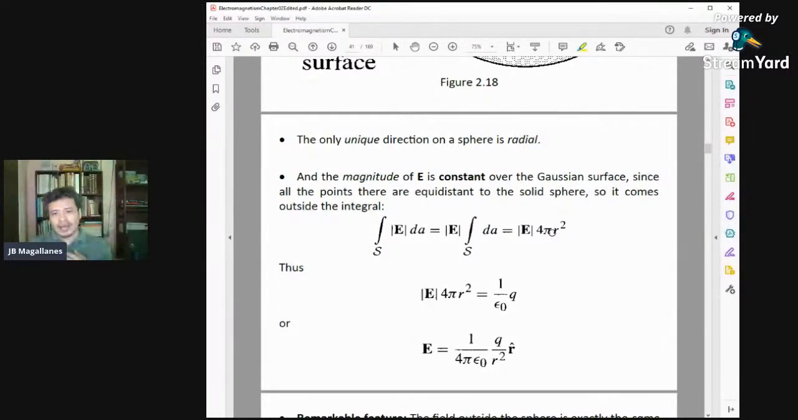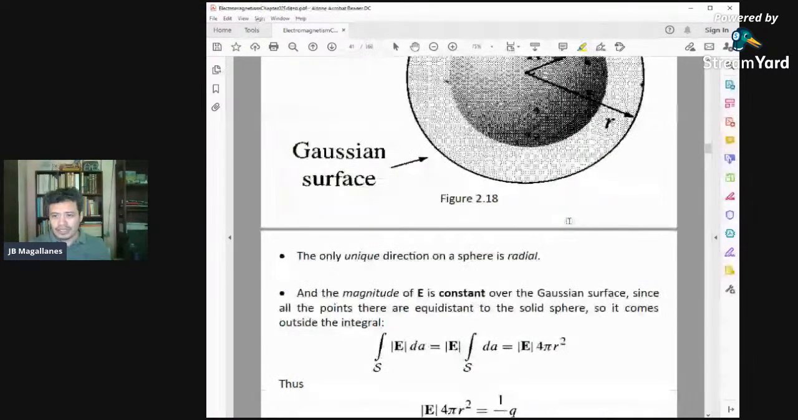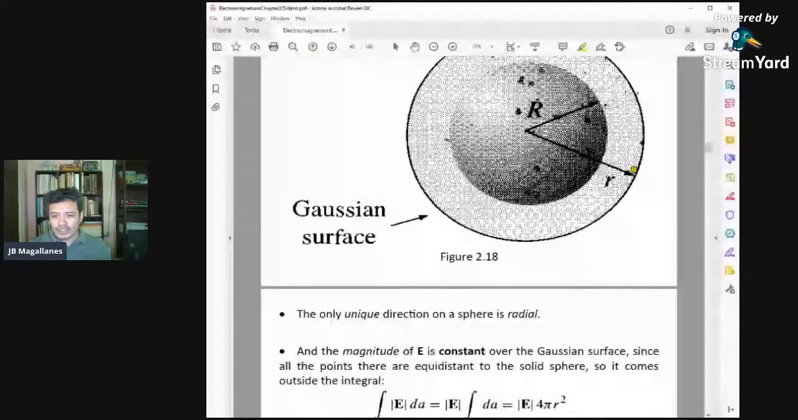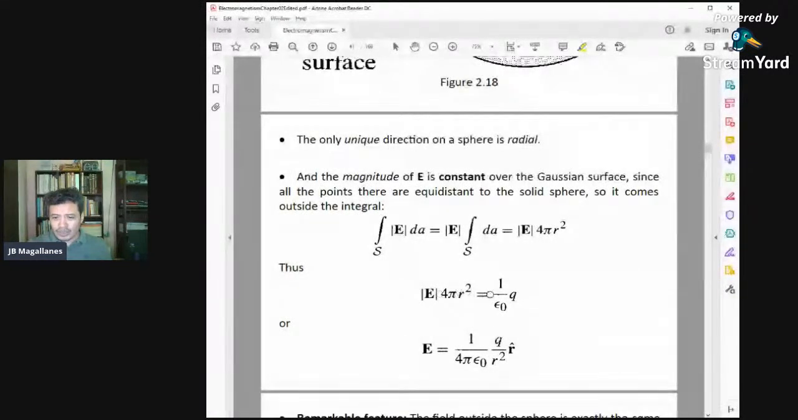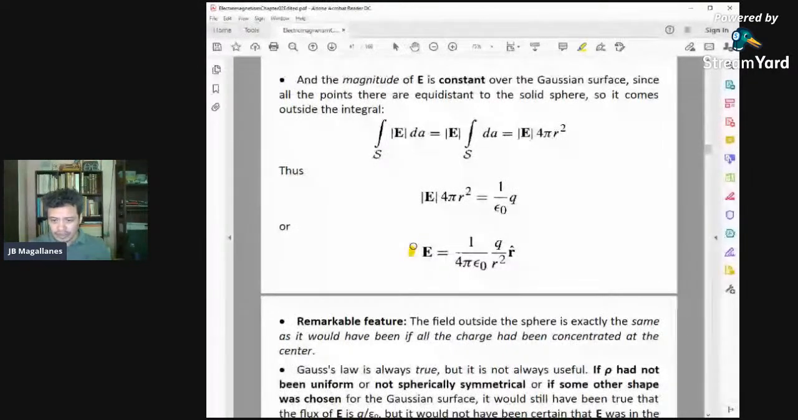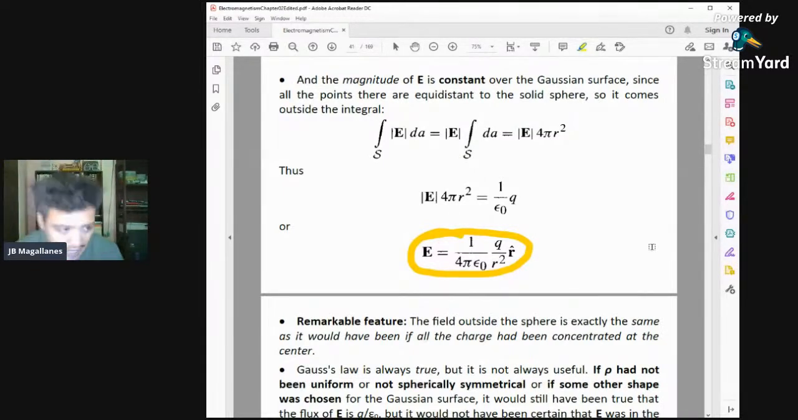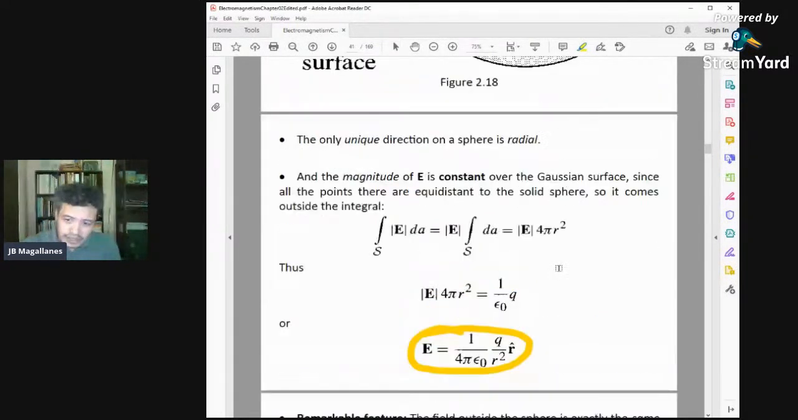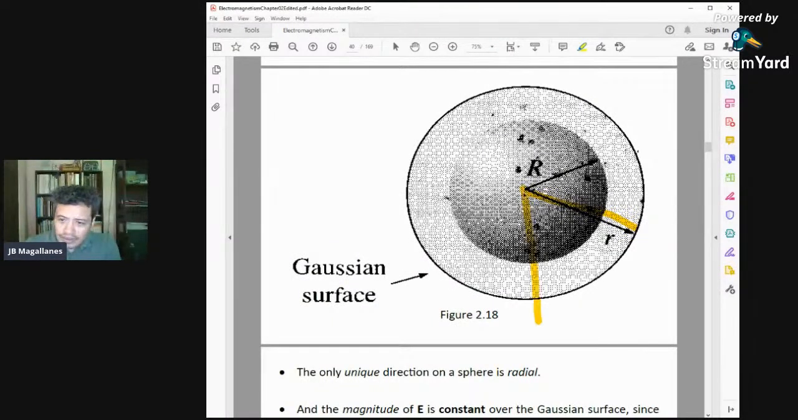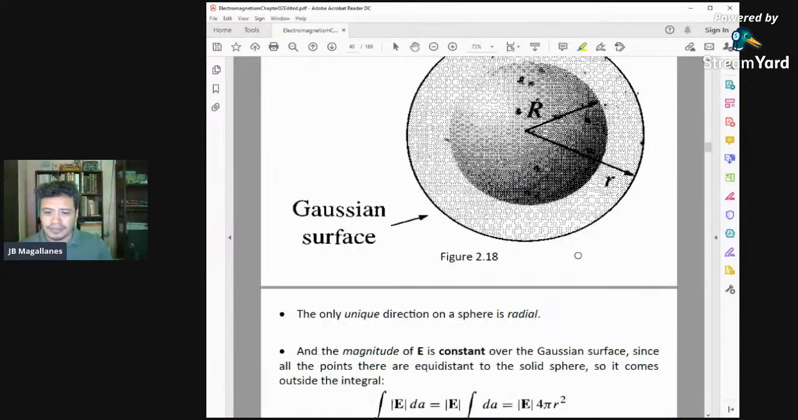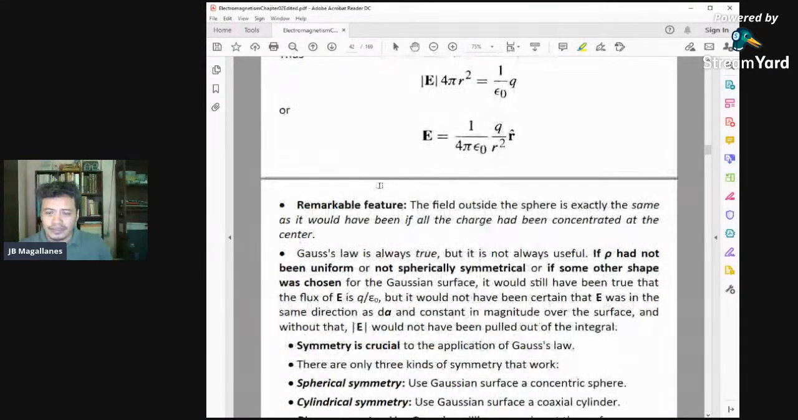The whole surface of the sphere will have 4 pi r squared, because this is the radius of your Gaussian sphere. So your electric field times 4 pi r squared is just equal to q, which is the charge enclosed, over epsilon sub o. So your electric field would be given by 1 over 4 pi epsilon sub o, q over r squared, in the direction r. This is the radial direction. In all directions that come out from the center is a radial direction. So that is the electric field.